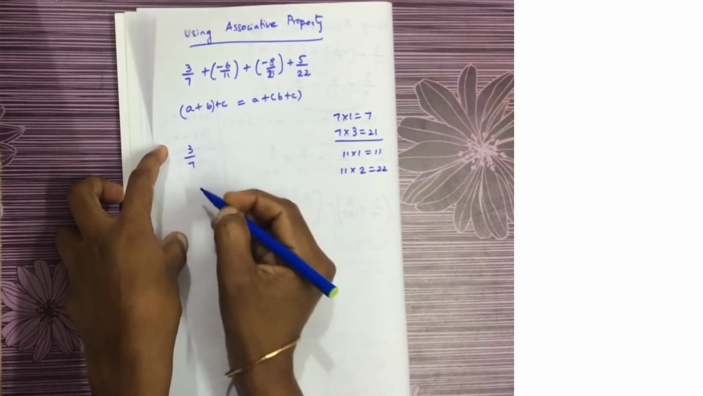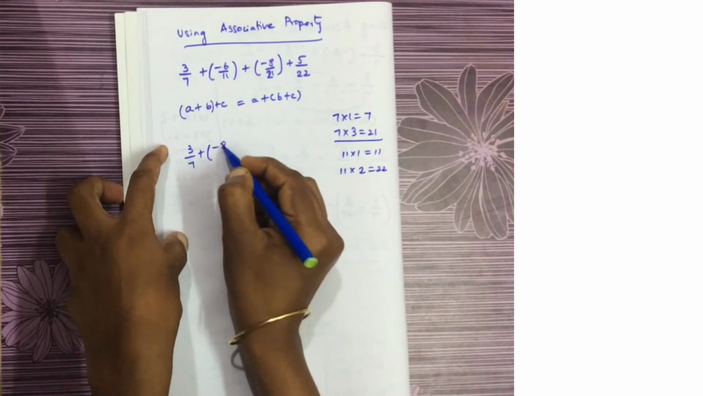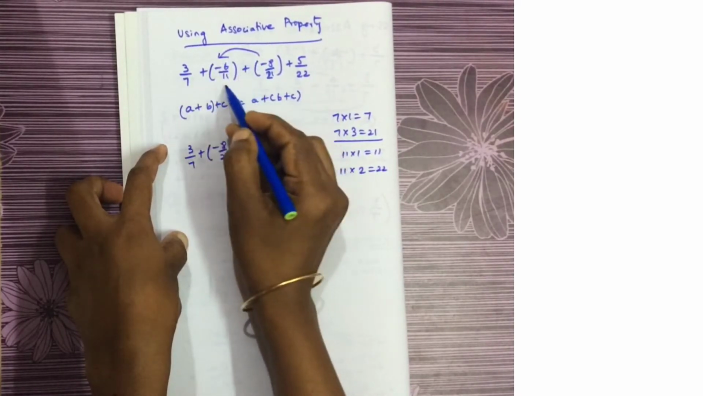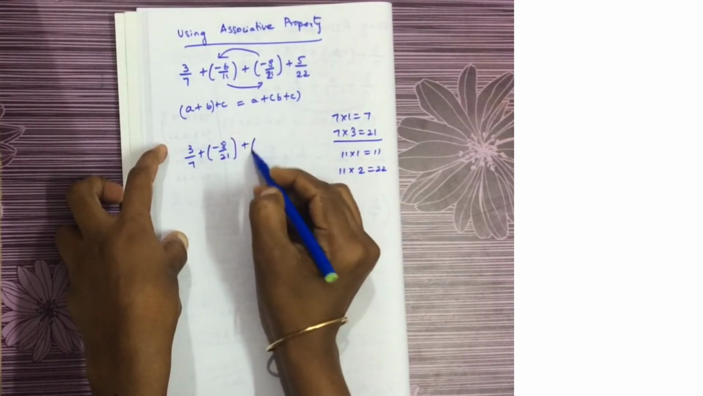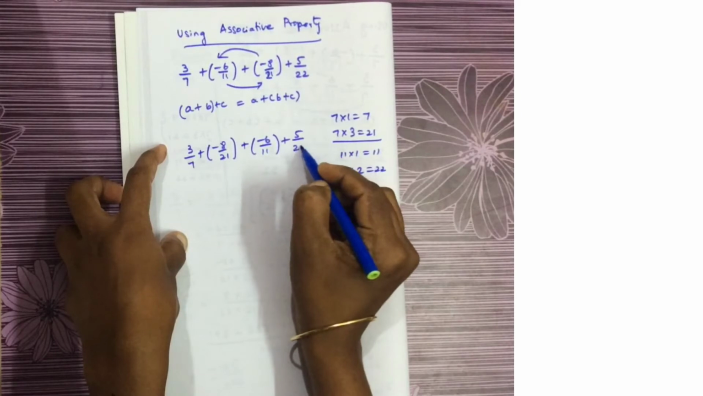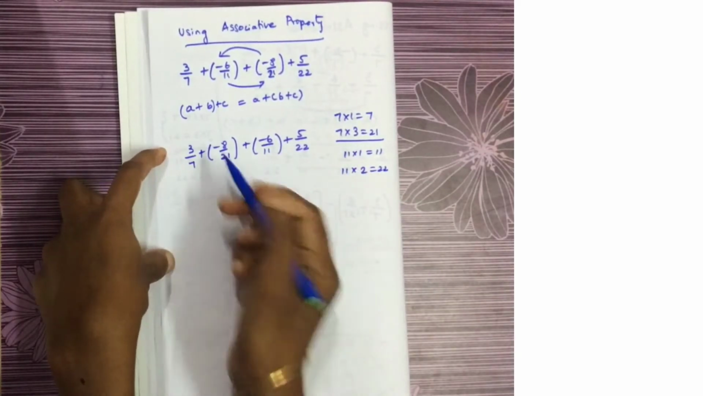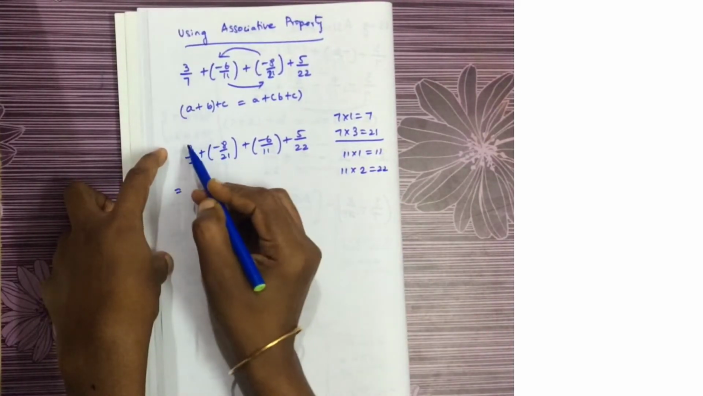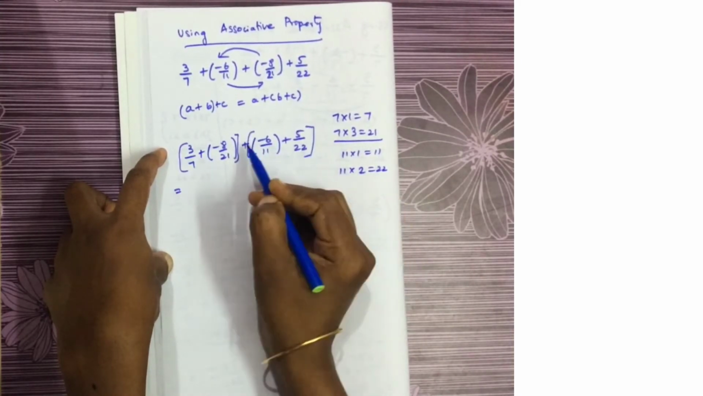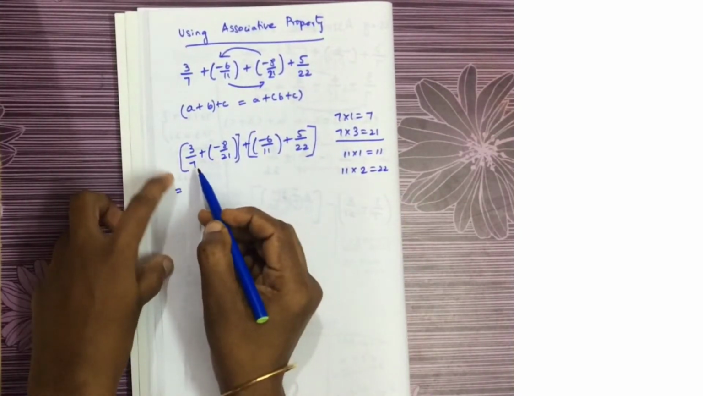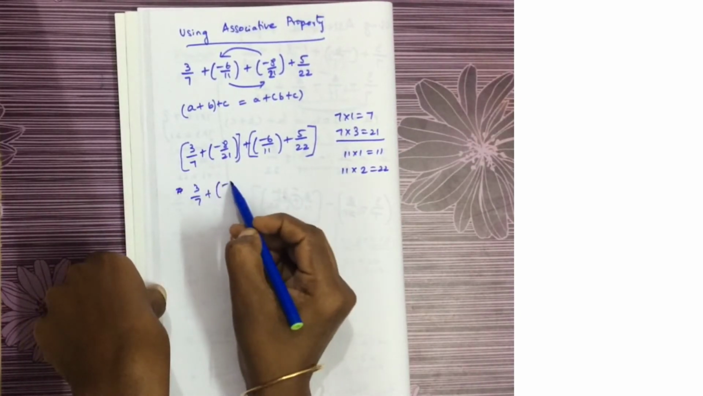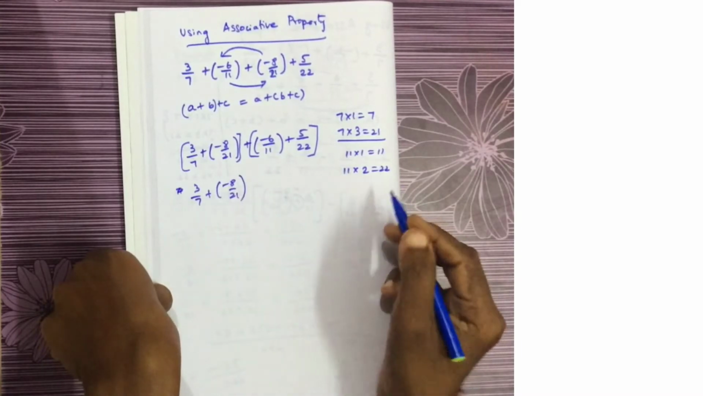3 by 7 plus minus 8 by 21. I am shifting this term to here and this term to here. Plus minus 6 by 11 plus 5 by 22. Okay. So now I am going to solve these two and these two separately. First I am going to solve these two terms: 3 by 7 plus of minus 8 by 21.